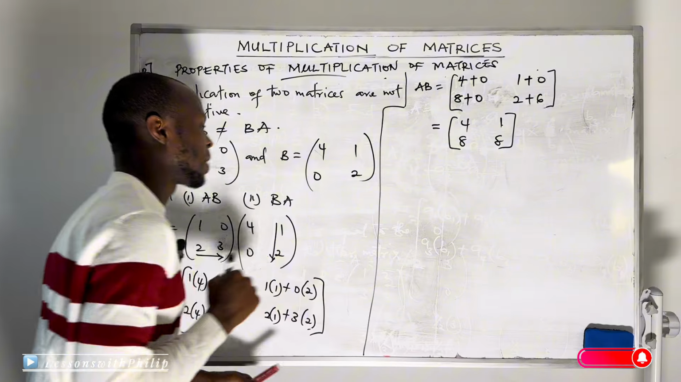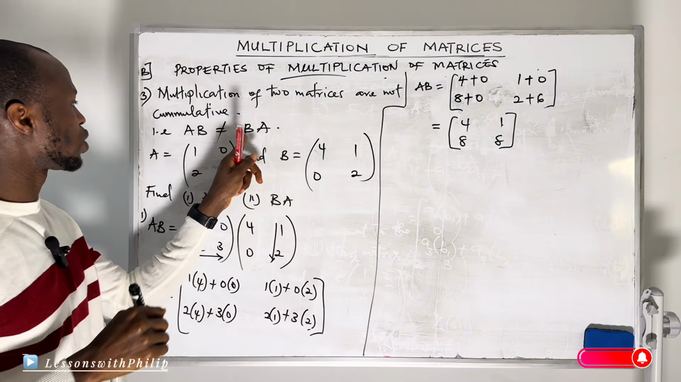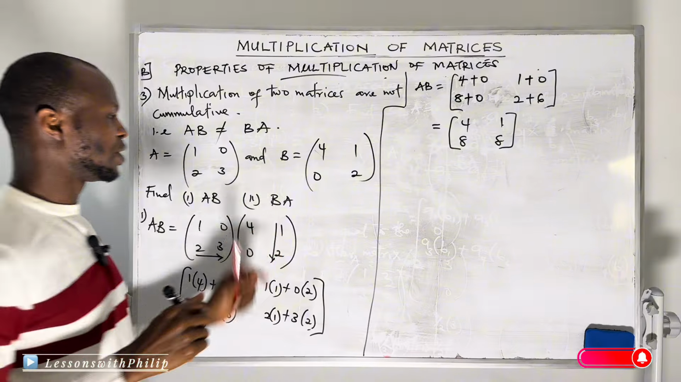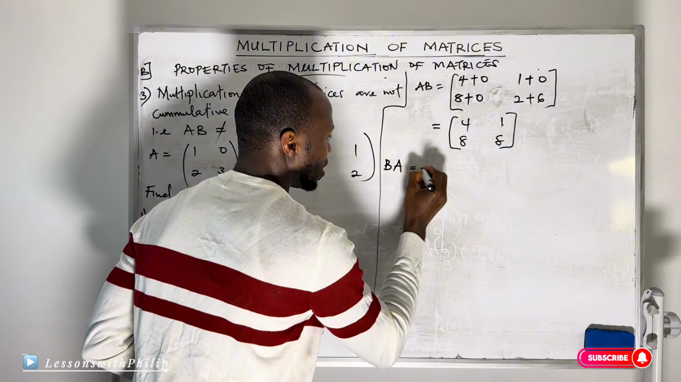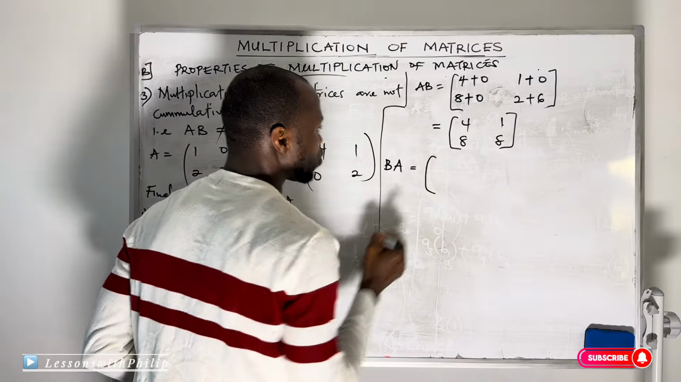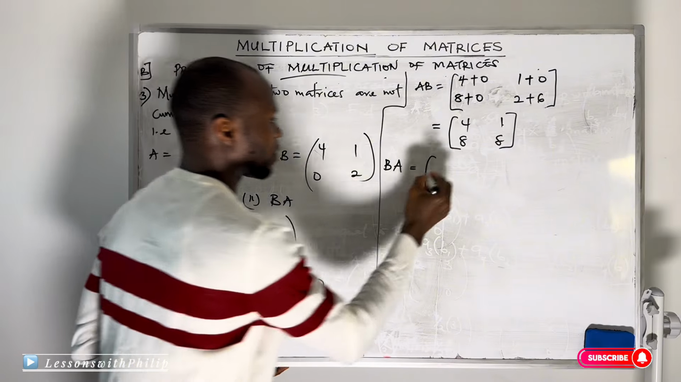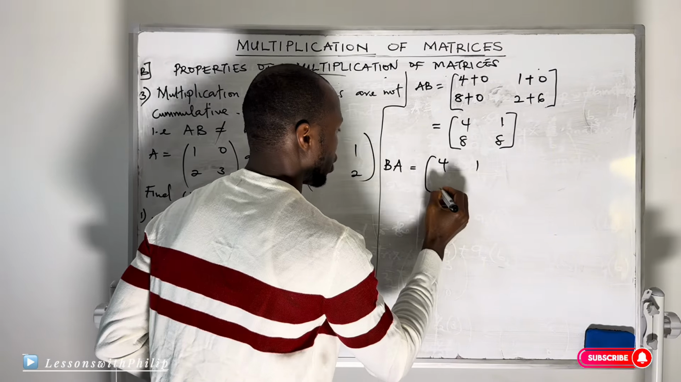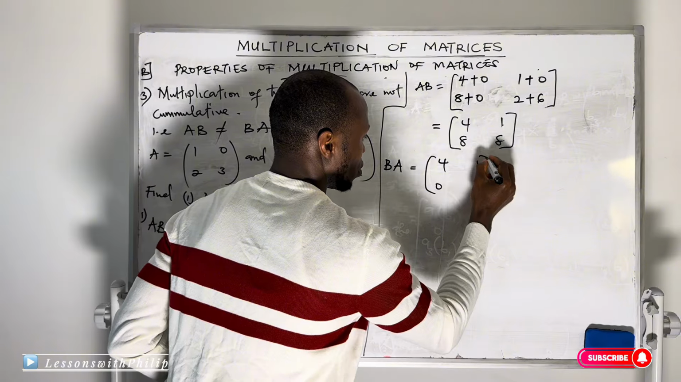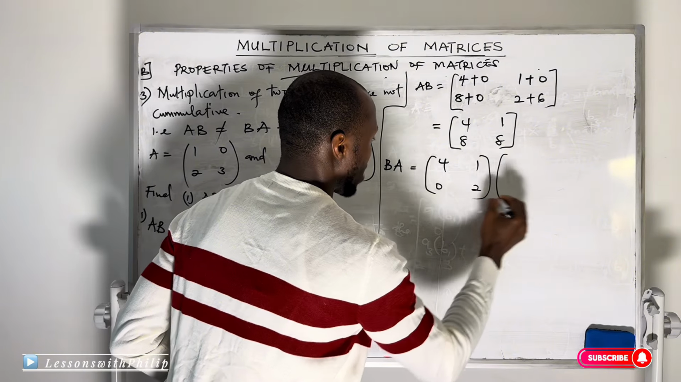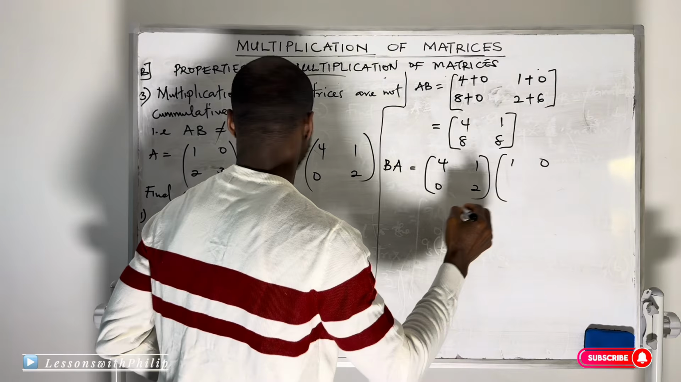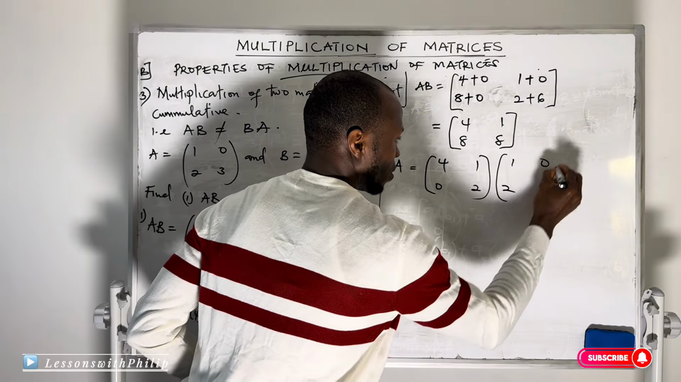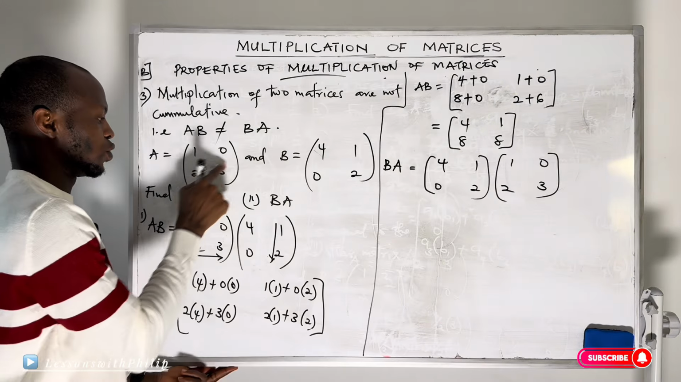Take note. Let's do the second one, which is I'm asked to find BA. What will be my matrix B times matrix A? What is matrix B? It is 4, 1, 0, 2. Multiply by your matrix A. What is your matrix A? 1, 0, 2, 3.